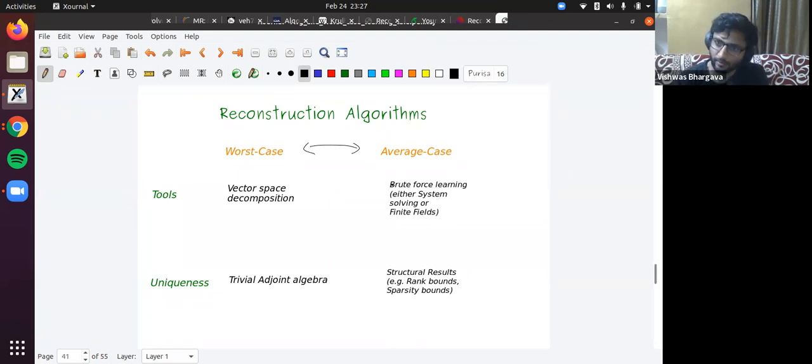Those are the tools we have to learn. And another important aspect that we need for these tools to work is uniqueness. Uniqueness in the non-average case comes from trivial adjoint algebra, and in the worst case comes from some kind of structural results on the zero computation of a polynomial, which come from some rank bounds or sparsity bounds, which are studied in the PIT literature.